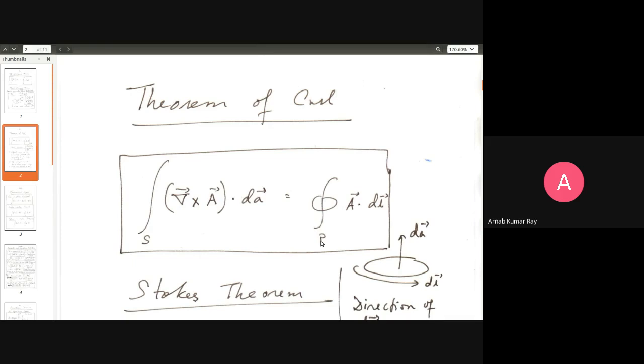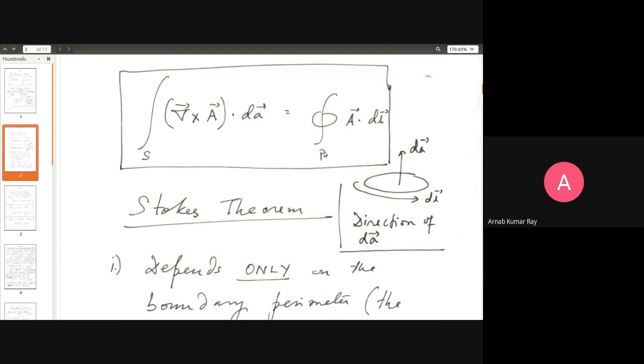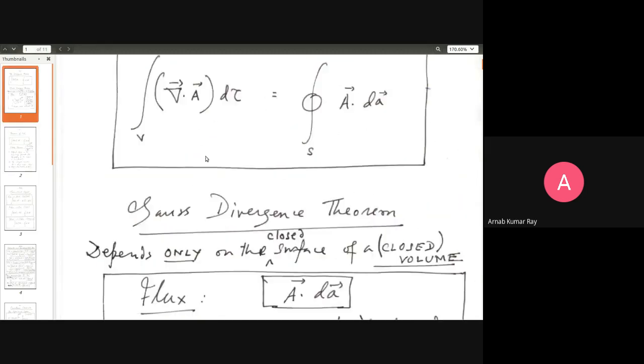So here it is: when you carry out a surface integral of the curl of a vector, that integral will collapse on the boundary perimeter. So this P, as I have written over here, but I'll not do it all the time, is P as in perimeter, S as in surface, and here V as in volume, S as in surface once again.